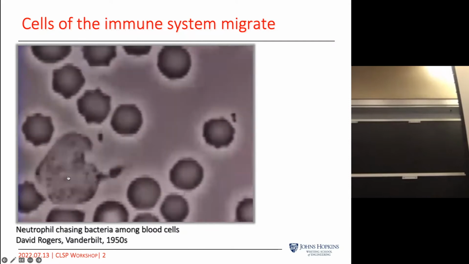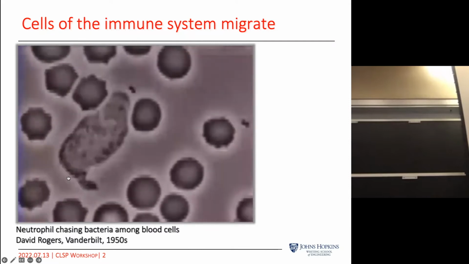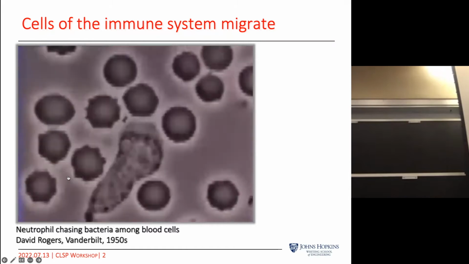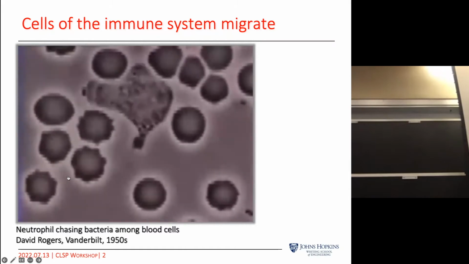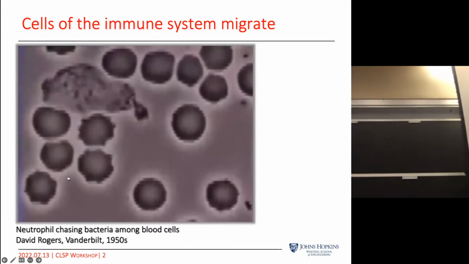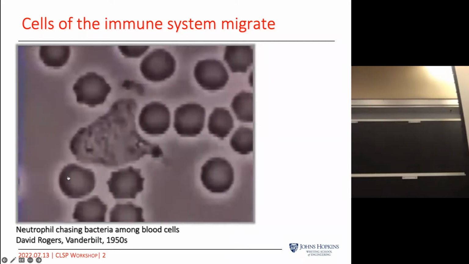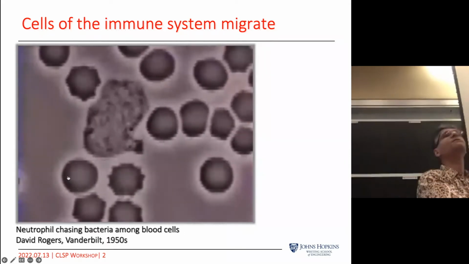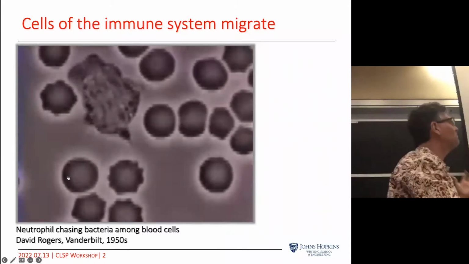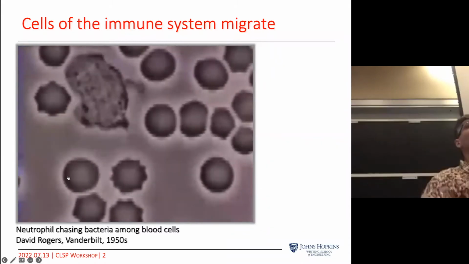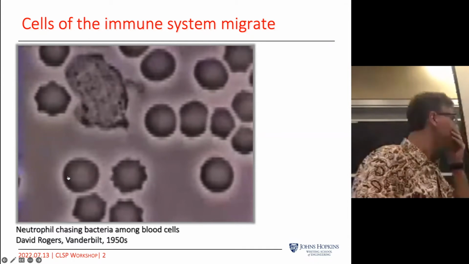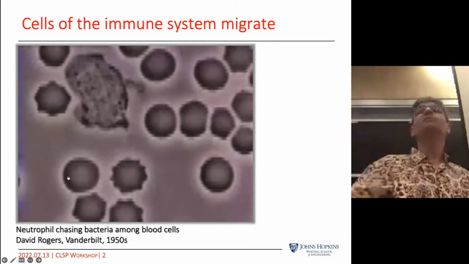As the bacteria is trying to get away, the neutrophil follows it, moves those red blood cells out of the way and eventually crunches it and engulfs it. So there's a lot of different behaviors that we're seeing. One of them is that the amoeba is following the bacteria. This is a single cell. How does it know where the bacteria is? It has to actually move.